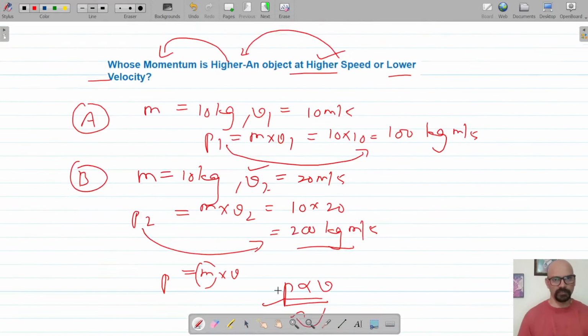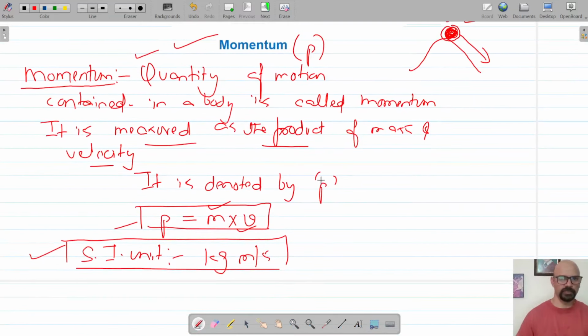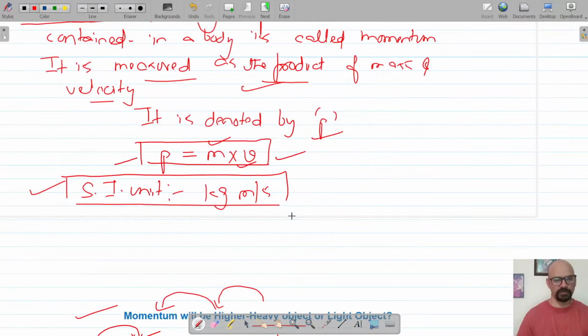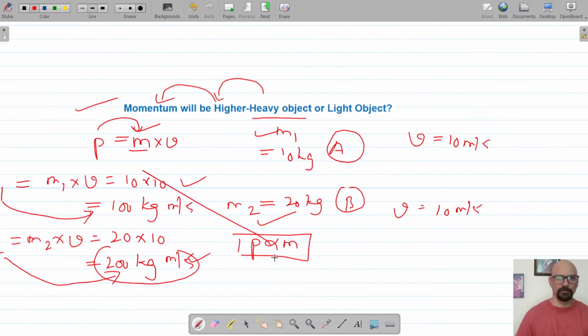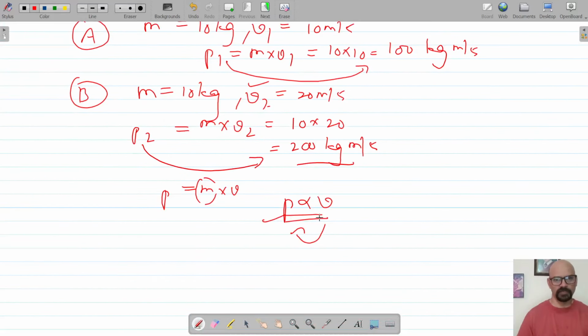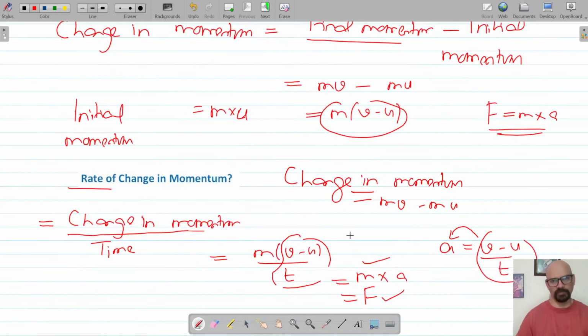So for the time being, momentum is the quantity of motion contained in a body. It is measured as the product of mass and velocity, denoted by p. The mathematical expression is m into v, and its SI unit is kg meter per second. P is directly proportional to m, that means more the mass, more the momentum. P is directly proportional to v, more the velocity, more the momentum. And change in momentum is given by final minus initial momentum, which is m into v minus u.